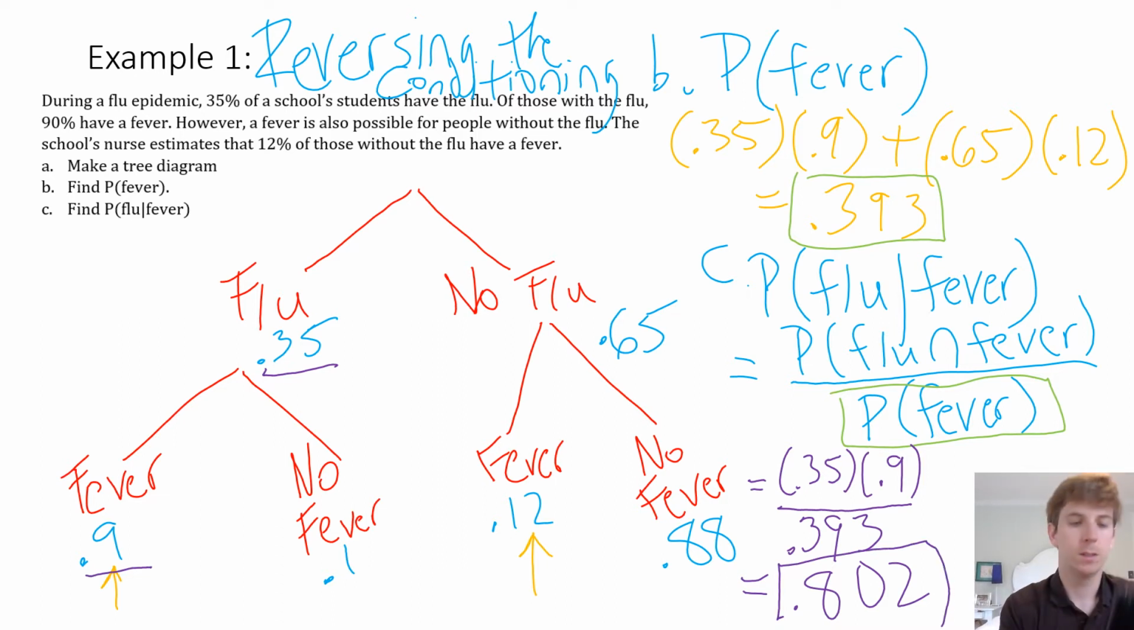That means if you have a randomly selected student who has a fever, that's the probability that they also have the flu. Flu given they have a fever. All we had to do was head to our conditional probability formula and fill in the missing parts. In the numerator, we had flu and fever, which we just multiplied down the branch that had both flu and fever. For the denominator, we just found the probability of fever, which is multiplying out the branches and adding the ones that end in fever.